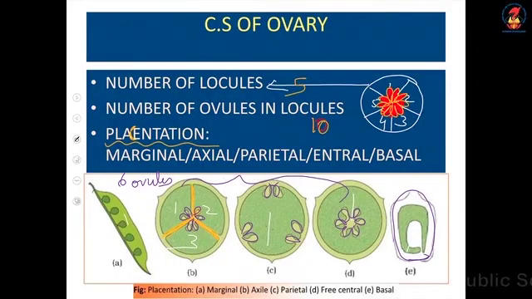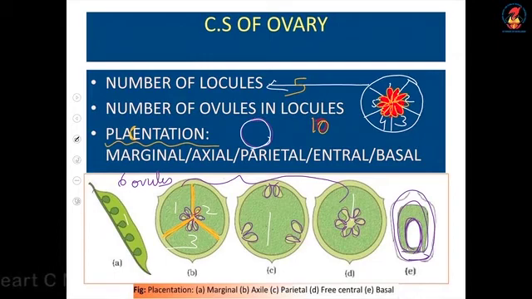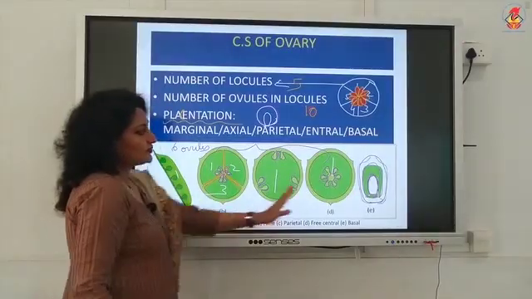Next, the fourth is basal. Here it has only one locule. See, one locule. The ovary has one locule with the one ovule at the base. Very simple. The ovary is monolocular and with one ovule at the base. Okay. So that is basal.